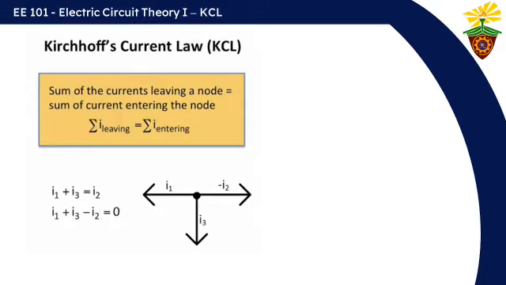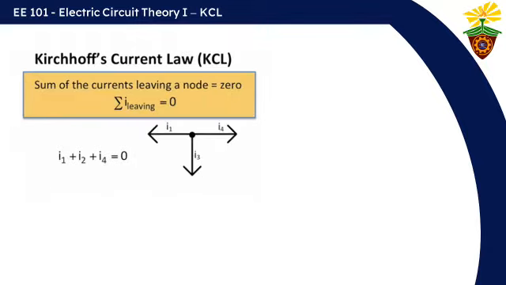Now, a different way of representing the KCL is to just call it something else. Instead of negative I2, I'm going to call it I4. So, another way of representing the KCL is right here. The sum of the currents leaving a node is equal to 0. Because in the previous case, I had an I2 that was entering, I just reversed the direction of I2. Now I call it I4, which is actually equal to negative I2, and I get this expression: the sum of the currents leaving is equal to 0.